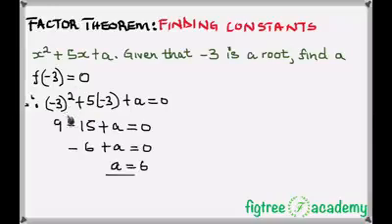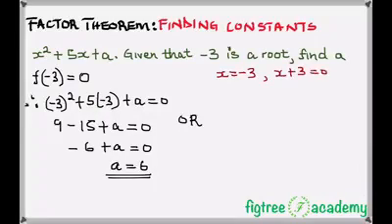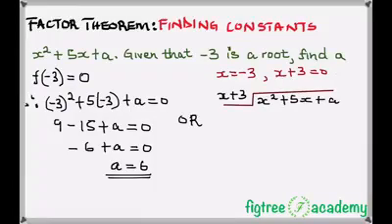Then minus 3 squared is 9, minus 15, plus a. 9 minus 15 is minus 6, plus a is equal to 0. Then our a is 6. Or you can use a factor. So if the root is minus 3, meaning x is equal to minus 3, then our factor is x plus 3. We can use the long division method, x plus 3 into the polynomial here.